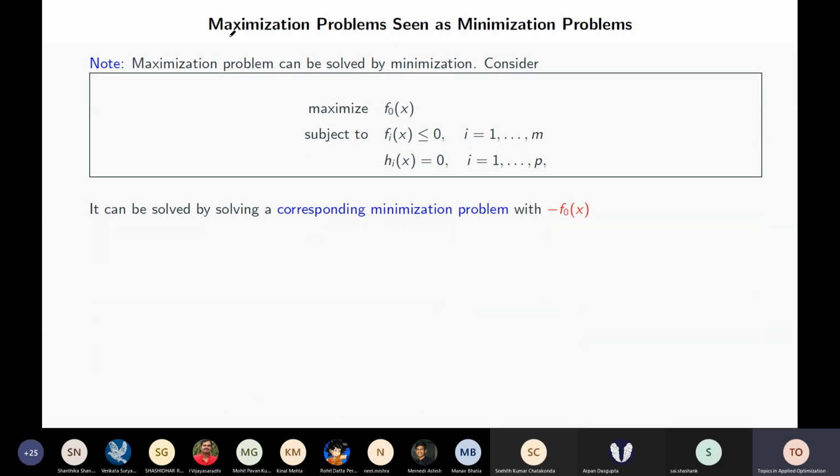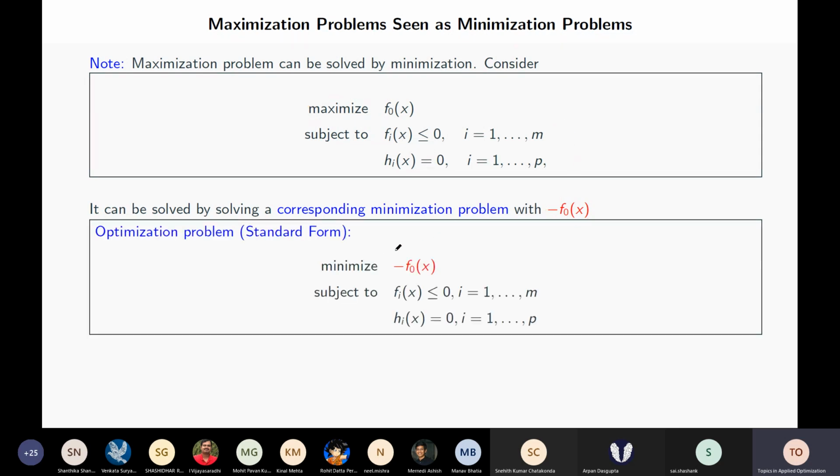So we have various scenarios here, okay? A maximization problem, as I have said before, can be seen as a minimization problem. So if someone gives you maximize f naught x, then it's easy to convert this into minimize by just changing f naught x to minus f naught x. You don't have to change the constraints. Okay, so the maximization problem is now changed to a minimization problem, and it is in standard form.